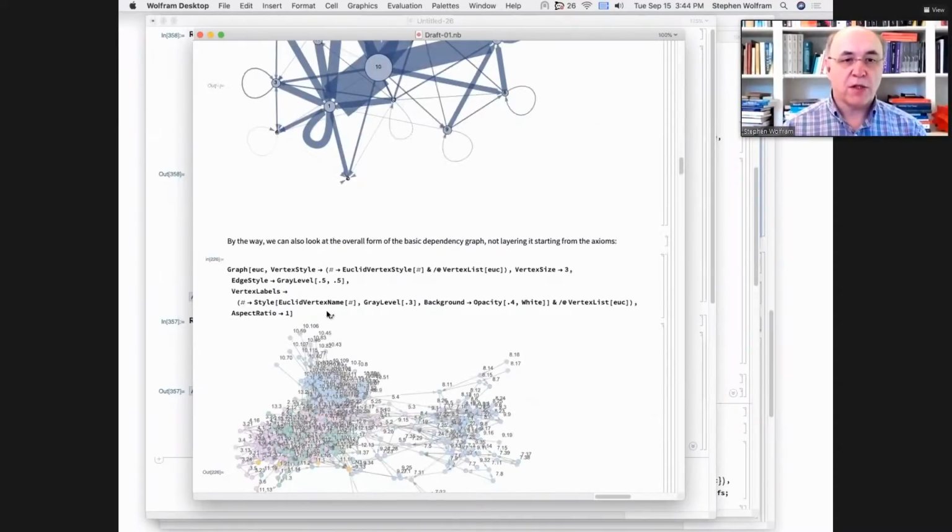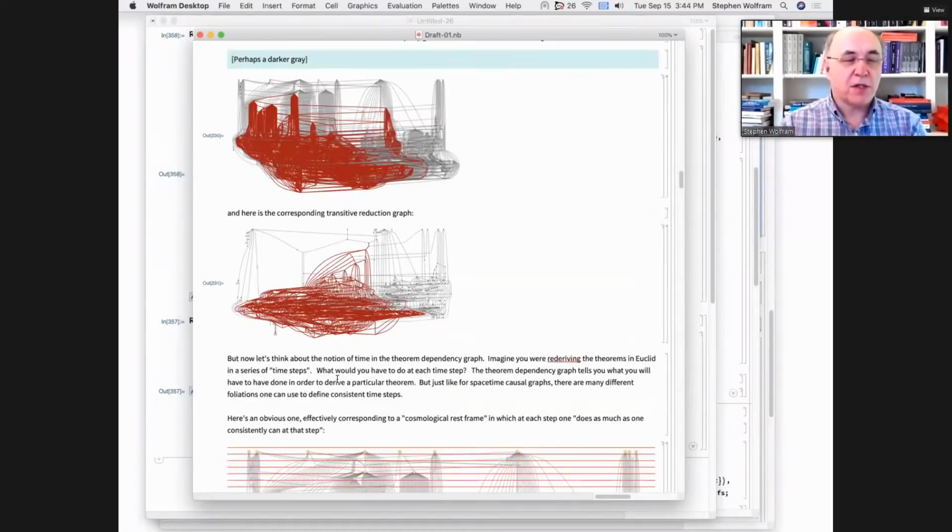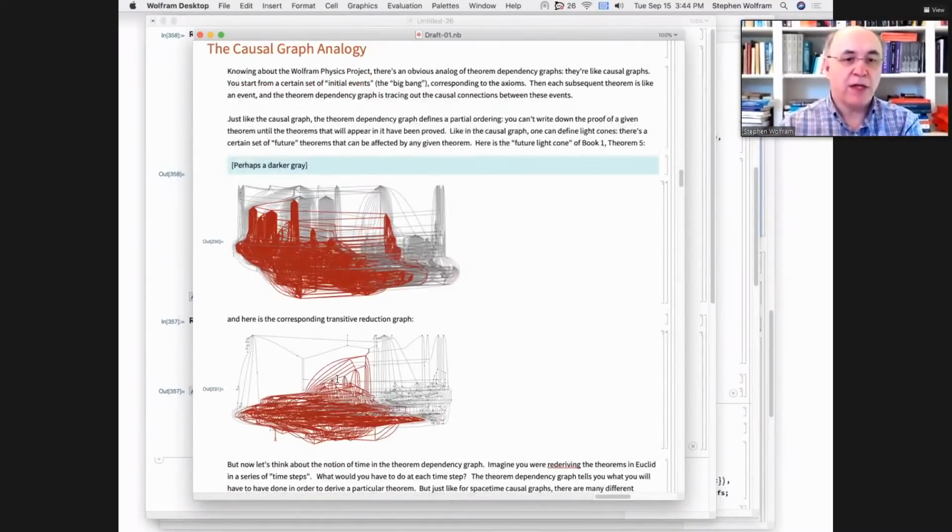The reason I'm interested in this is because I'm trying to make analogies between things like light cones and causal graphs and event horizons and so on in the metamathematical space of proofs and in physical space. I'm curious, this notion of taking the limit of metamathematical space, is this a notion that is somehow familiar in your world, or is this a totally arcane, bizarre thing?